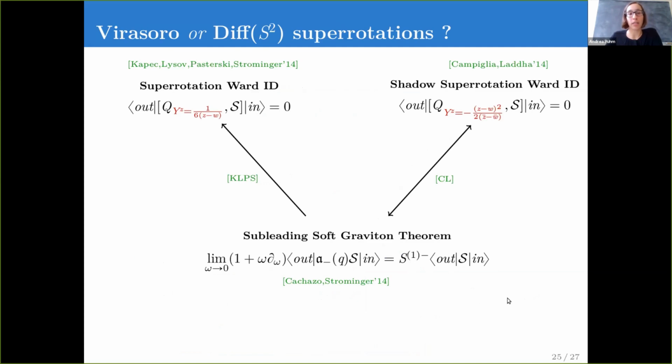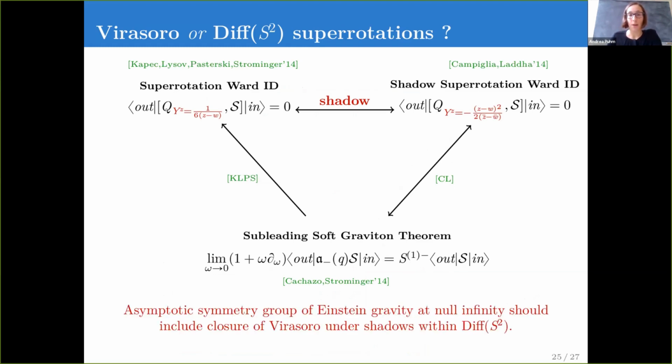Now I can go back to the discussion of Virasoro versus Diff-2 superrotations. What I've shown here is a superrotation symmetry for a particular vector field and the shadow superrotation symmetry for another particular vector field. For this, we have found that these two symmetries are actually related by a shadow transform. Now, if we insist on having an equivalence between the subleading soft graviton theorem and the Ward identity of an asymptotic symmetry, what this suggests is that perhaps we should include the closure of Virasoro under these shadows within Diff-2.